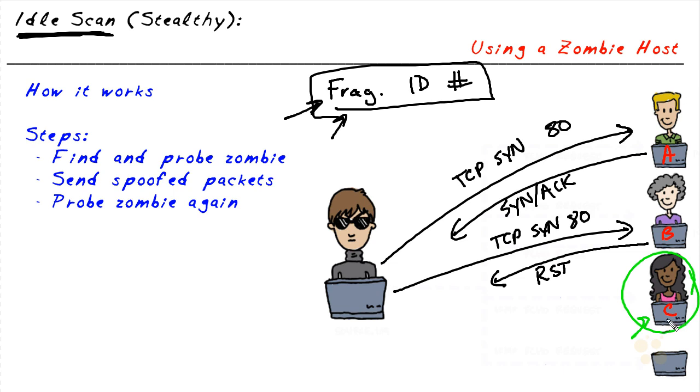And let's put some IP addresses on here. Let's put .216 for host C. For host A, let's use .212. And for the attacker, let's use .109.